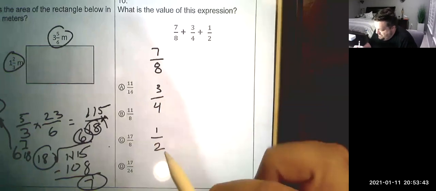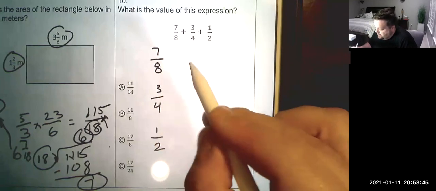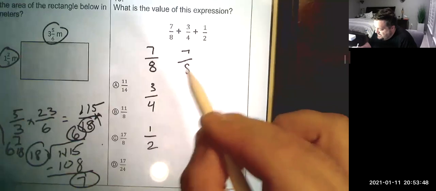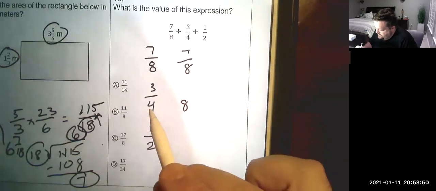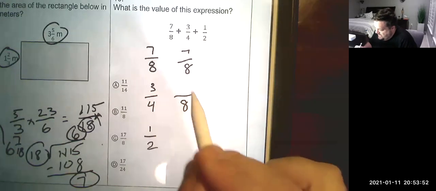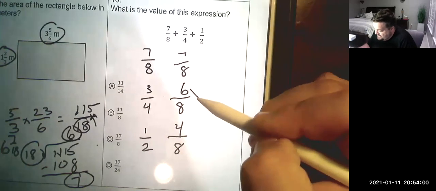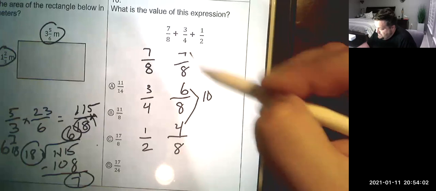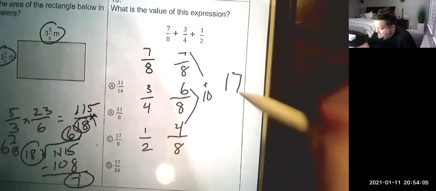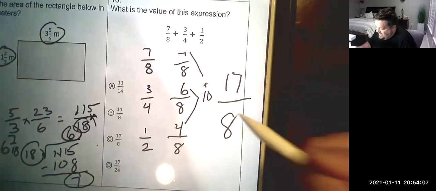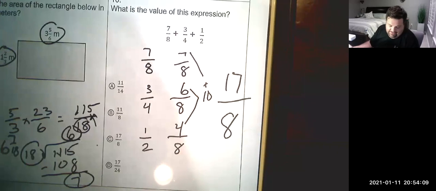Find your common denominator. 2, 4, and 8 all go into 8. So this one would say 7/8. This one, 4 goes into the 8. 2 times that is 6. Denominator of 8. 2 goes into 8 four times. 4 times 1 is 4. And now you just add. 6 plus 4 is 10. 7 plus 10 is 17 with your denominator of 8. And number 10 comes out to, written right here on our paper, C.